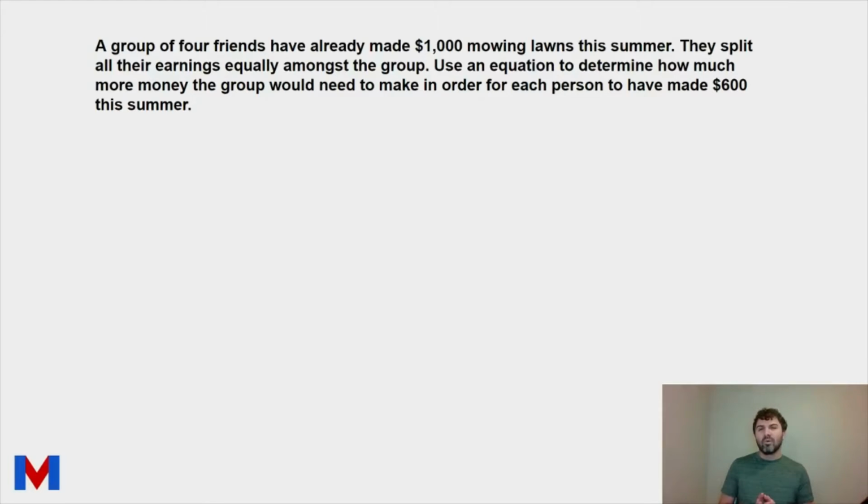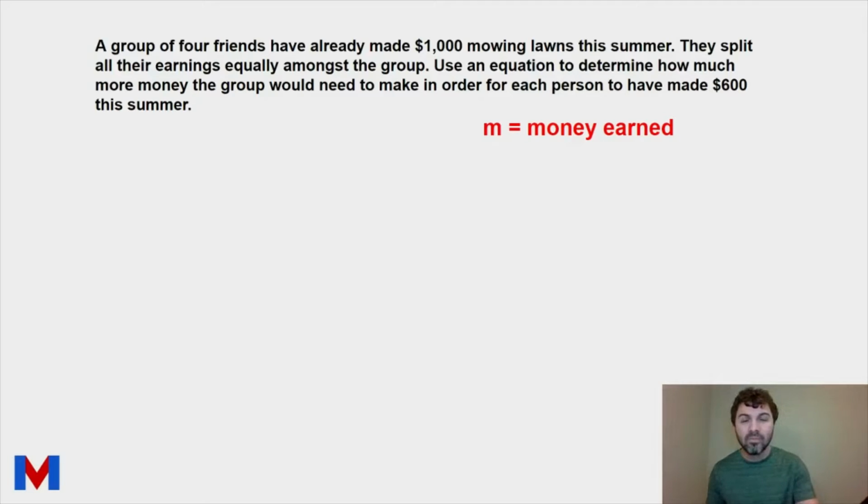So again, like usual, we're writing an equation. That means we need a variable. Let's use M for money earned. D for dollars. S for saved. The variable that you use really doesn't matter. It's what it means that matters. In this case, it lets you know how much money the group needs to earn.